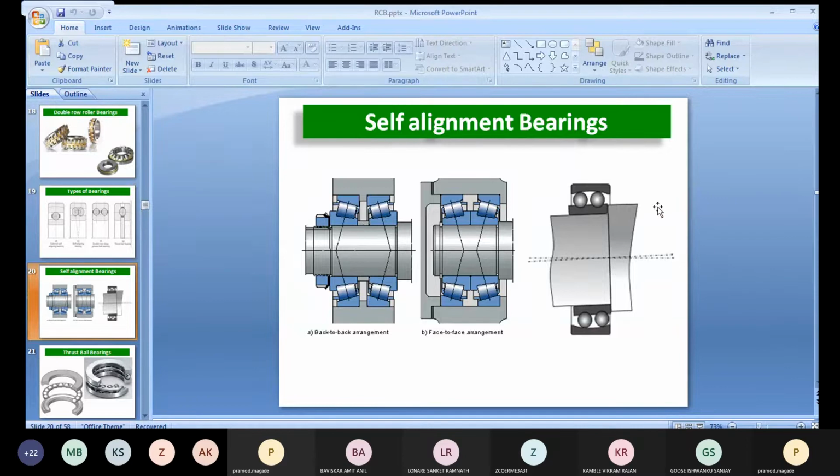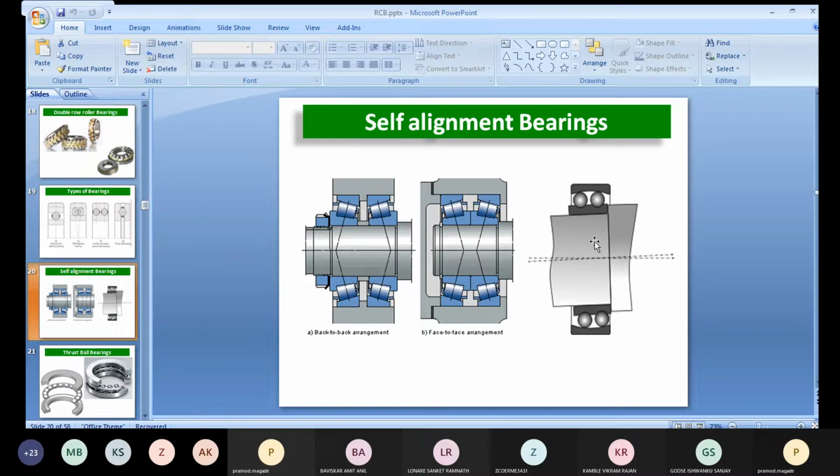Correct. The animation is not turning on right now, so I will tell you. Look, this portion right now is tilted towards the back side or down side. So in this case, the bearing will adjust its angle and it will take the load. If that portion moves tilted to the top side, it will adjust the things. So likewise, a self alignment bearing will work.